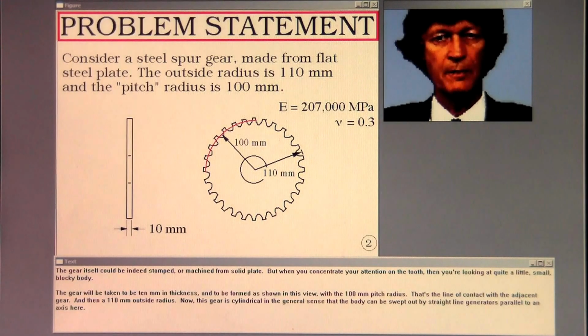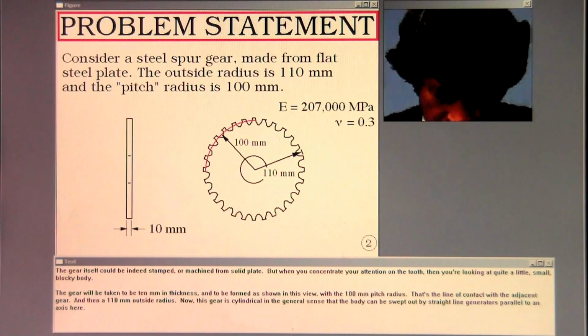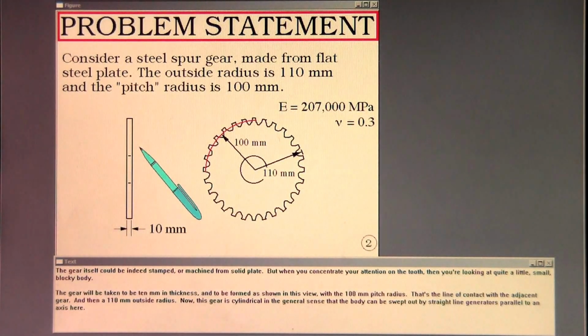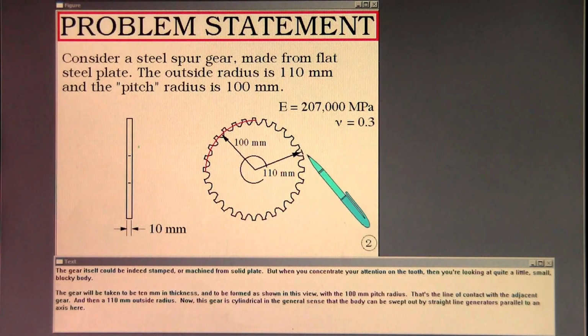The gear itself could indeed be stamped or machined from solid plate, but when you concentrate your attention on the tooth, then you're looking at quite a little small blocky body. The gear will be taken to be 10 millimeters in thickness and to be formed as shown in this view with the 100 millimeter pitch radius. That's the line of contact with the adjacent gear, and then 110 millimeter outside radius. Now, this gear is cylindrical in the general sense that the body can be swept out by straight line generators parallel to an axis here.